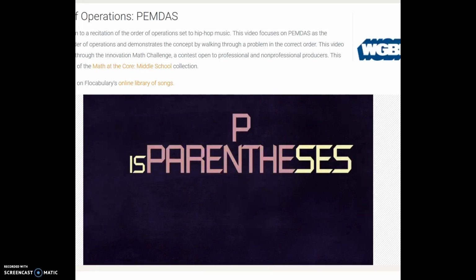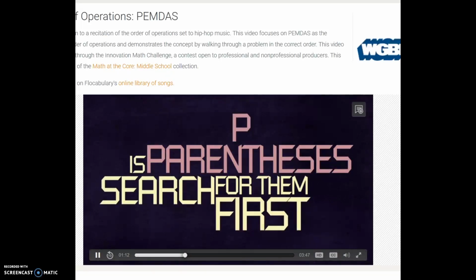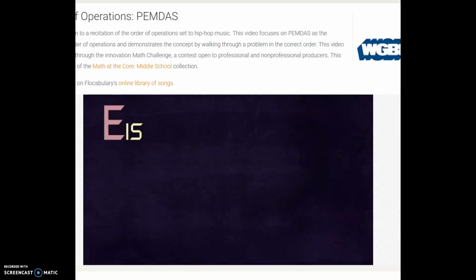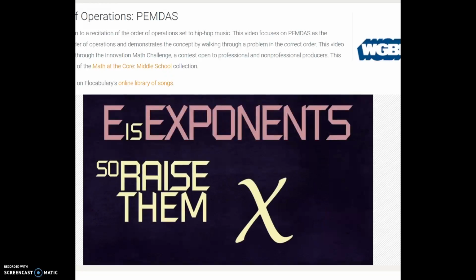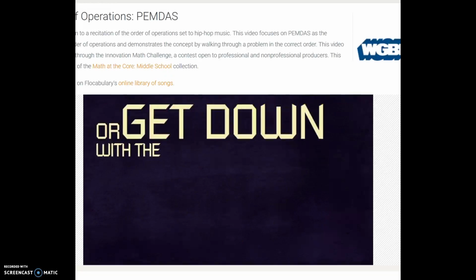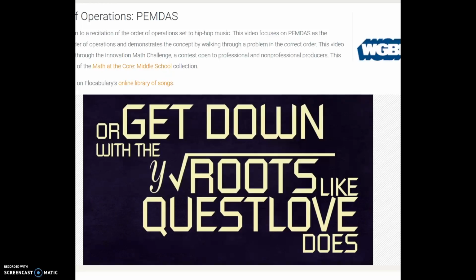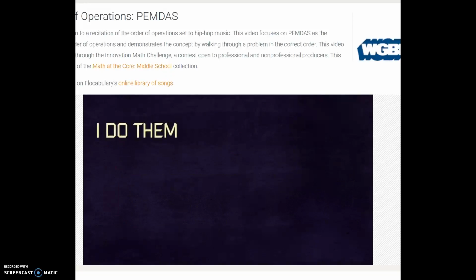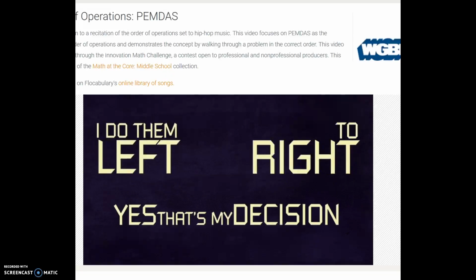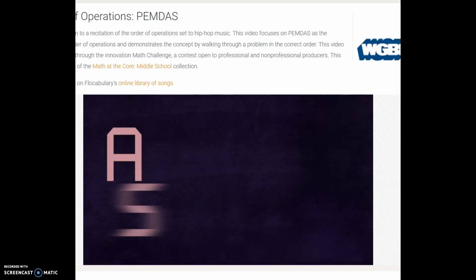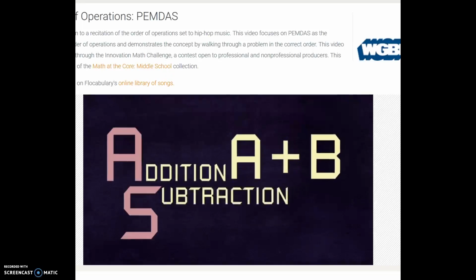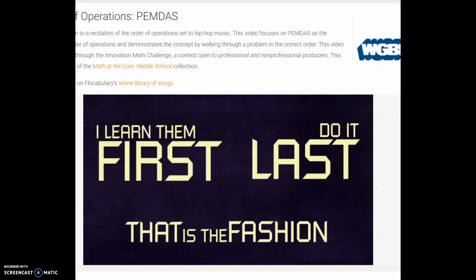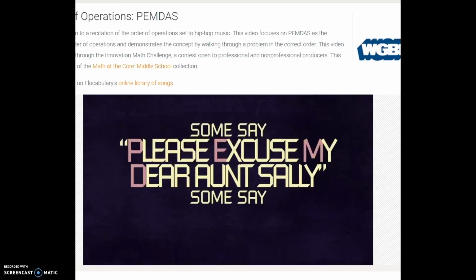P is parentheses, search for one first. Whatever is inside them, you need to do the work. E is exponents, so raise them up, or get down with the roots like Questlove does. MD, multiplication and division. I do them left to right, yes, that's my decision. AS, addition and subtraction. You learn them first, do it last. That is the fashion.